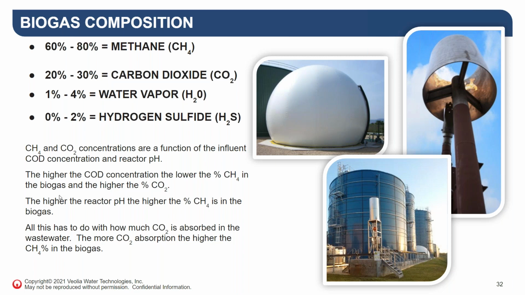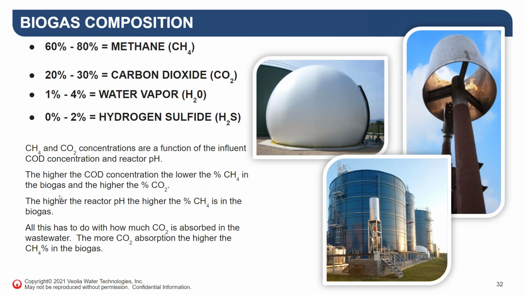The higher the COD concentration, the lower the methane content in the biogas, and the higher the CO2 content is. And why is that? Well, that's because when you make biogas, typically 50% of it's methane, 50% of it's carbon dioxide. Methane doesn't dissolve in water very well, but carbon dioxide does. So if you have a very high COD concentration in your influent, you're making a lot of gas and a little bit of water. So you can't absorb as much CO2.